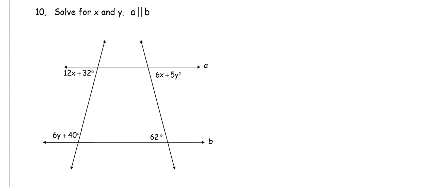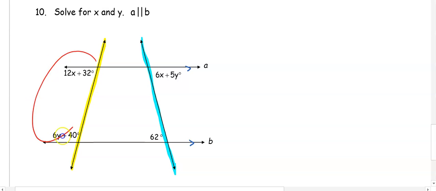In number 10, A is parallel to B, so we're going to add the arrows so that the lines are parallel. So these other two lines that I'm going to highlight in yellow and in blue are transversals. So if I want to solve for x, these two angles have a relationship and these two angles have a relationship. So the angles on the left with the yellow transversal, those are going to be same side interior angles, which means they're going to be supplementary.